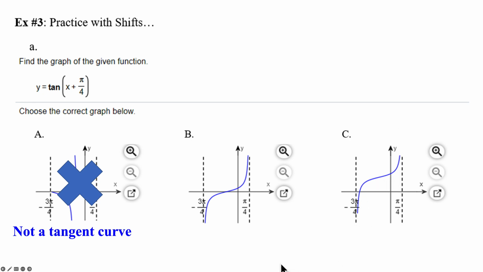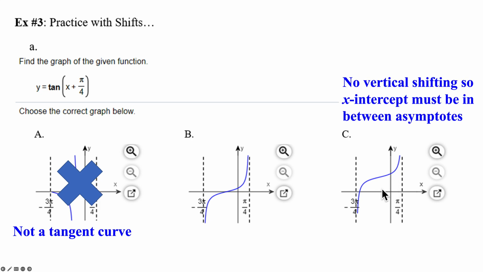They're looking good. Okay, what I want to do is say, well, normally we start at the origin, but x plus pi over 4 tells me I need to shift to the left pi over 4, and looks like this one went up instead of left, so this isn't it. This one has to be the correct answer.